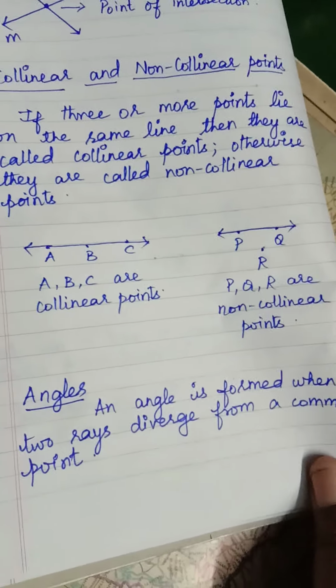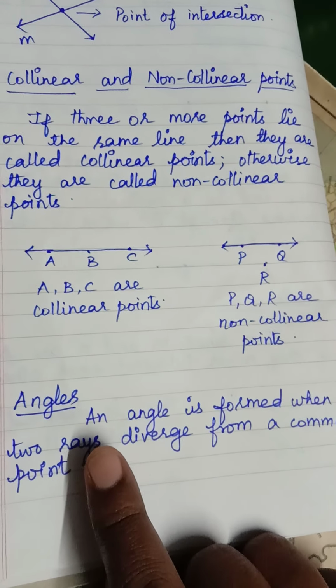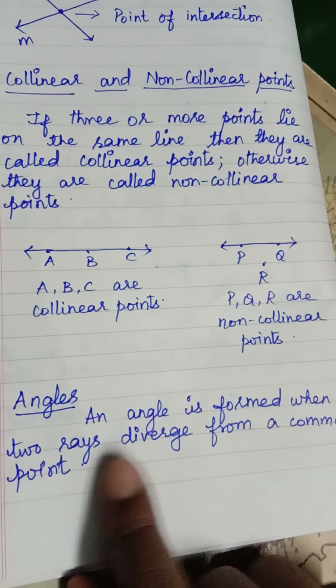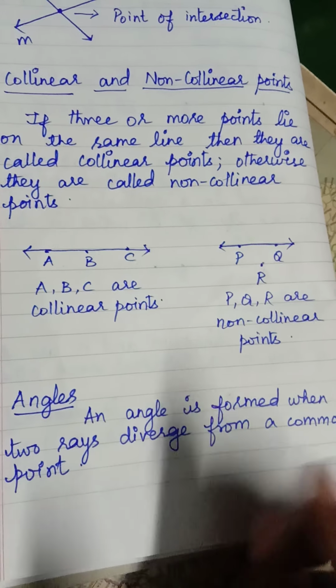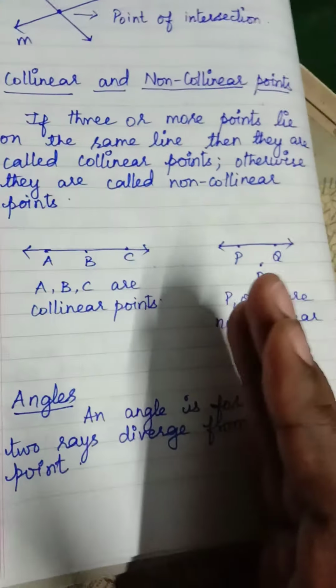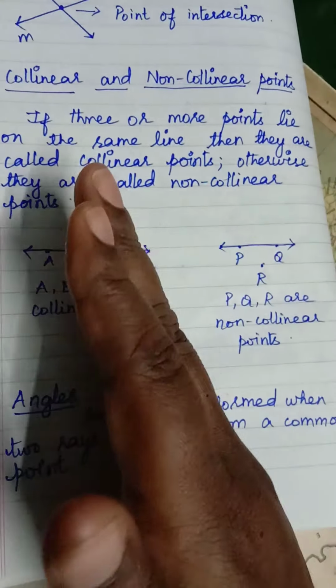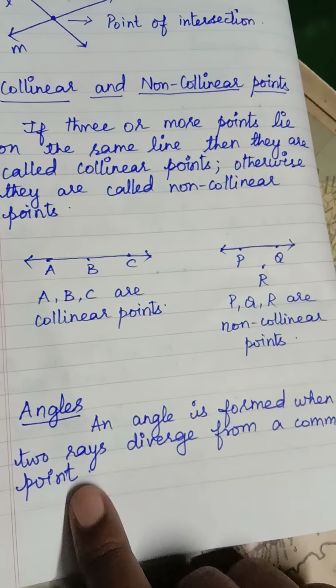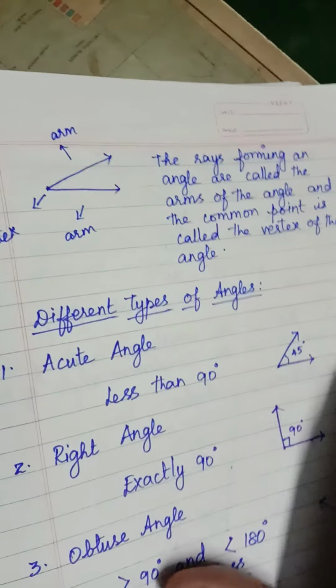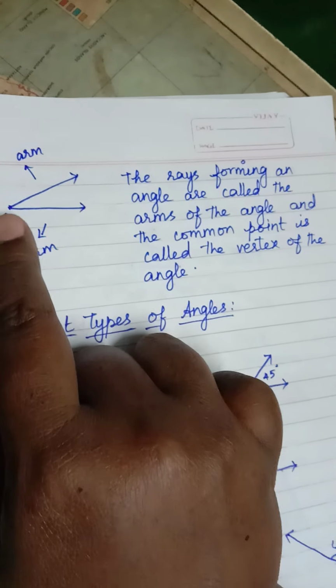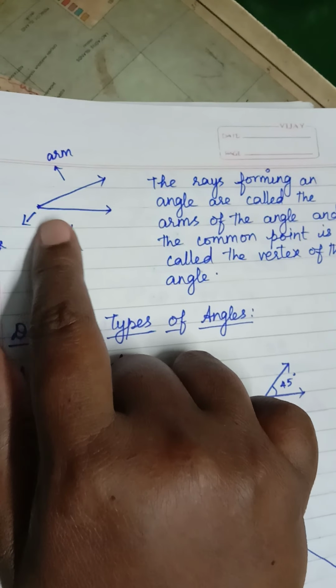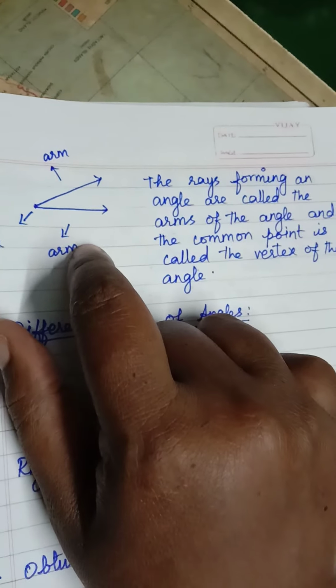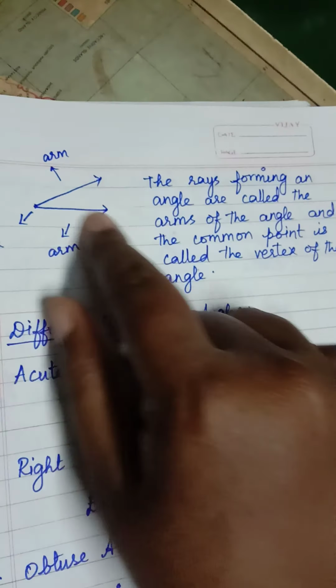Next, we can see about angles. When is an angle formed? An angle is formed when two rays diverge from a common point. Diverge means it will go this side like that. Converge means they will together coincide. But here they diverge from a common point. See here, this is a common point. This point is known as a vertex. These are two arms of the angle. This is going this side and this is going this side.